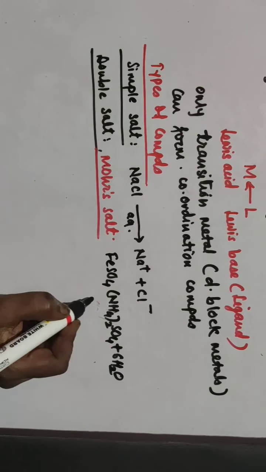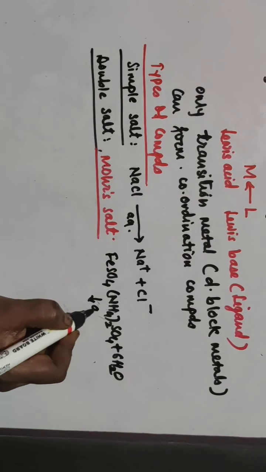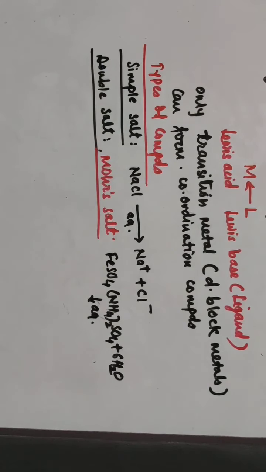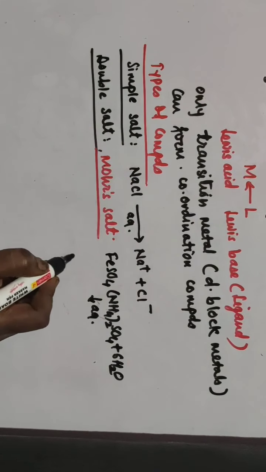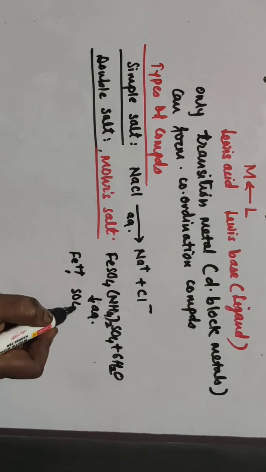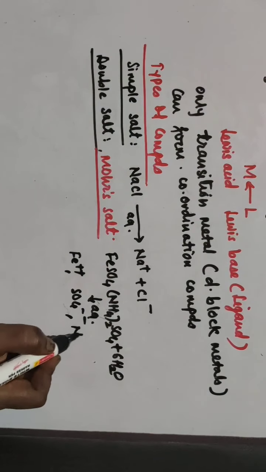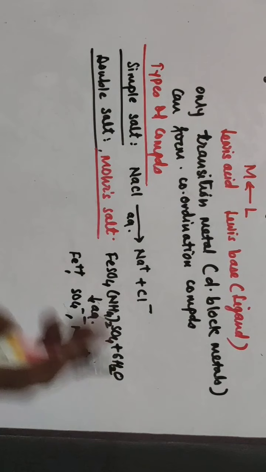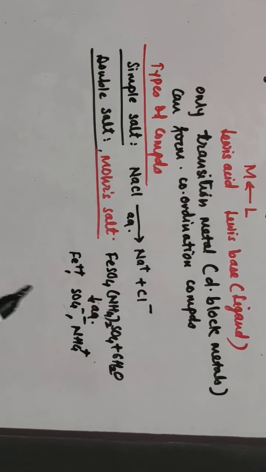Here also, in aqueous medium, you will get all the ions present in the molecule. That means you will get Fe2 plus ions, then SO4 2 minus ions, then NH4 plus ions. Water molecule is already there. So you will get ferrous ions, sulfate ions and ammonium ions also. So the double salt is also completely ionized. We will take one more example of potash alum.